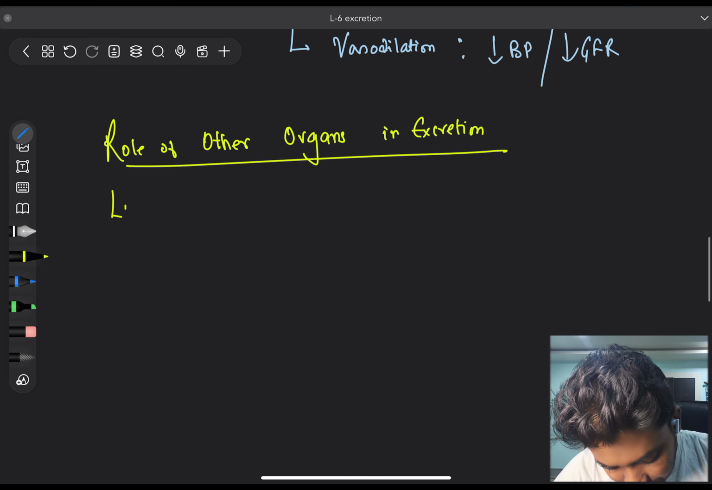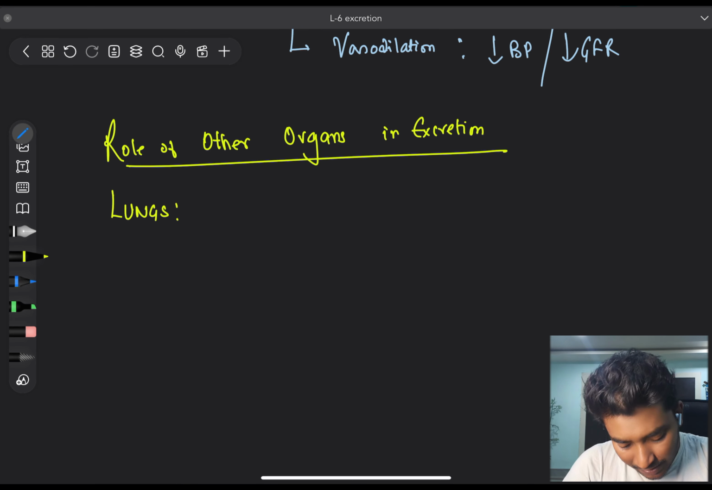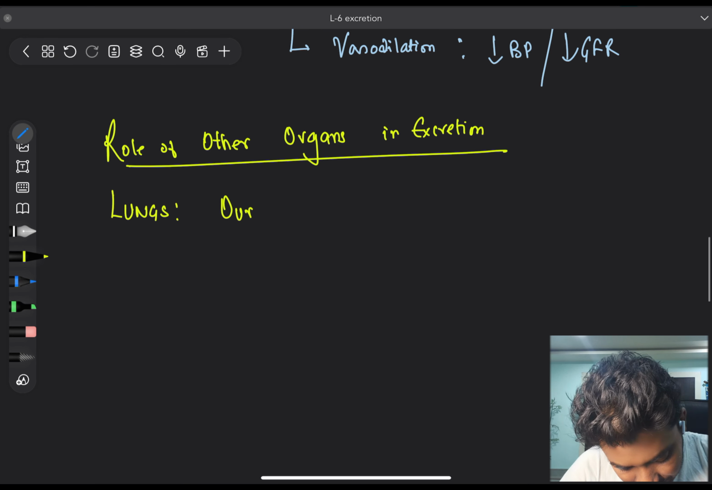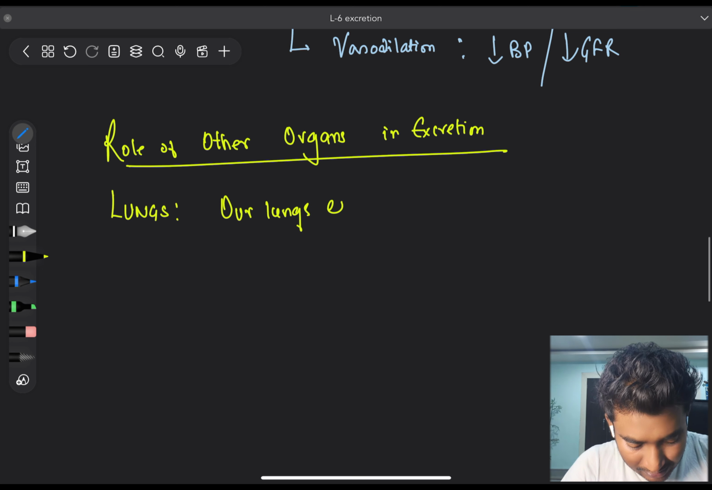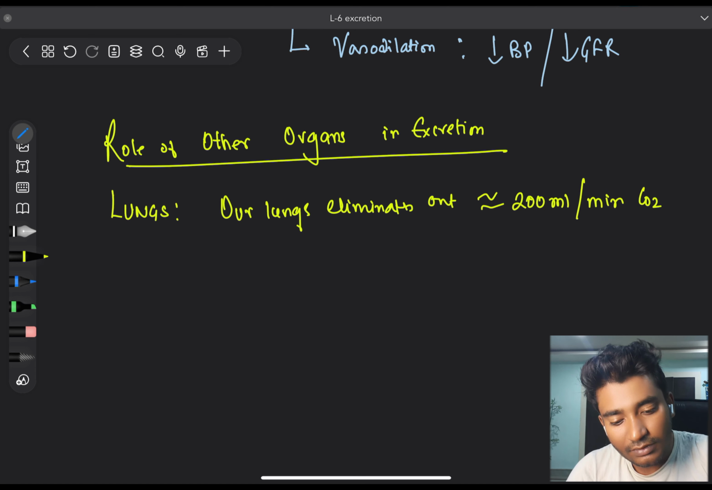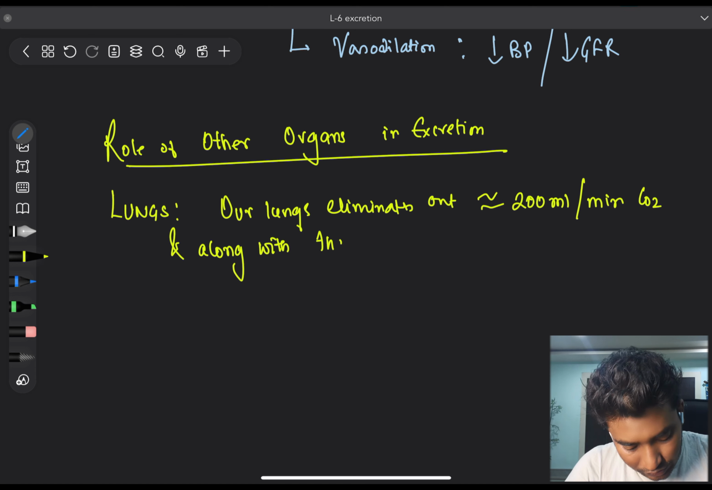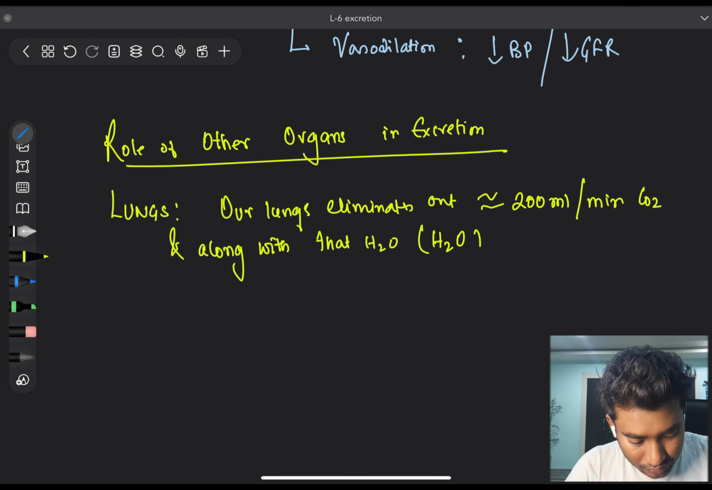Okay, the lungs also function as an excretory organ. Our lungs eliminate approximately 200 ml per minute of CO2, and along with that H2O, that is water vapor.